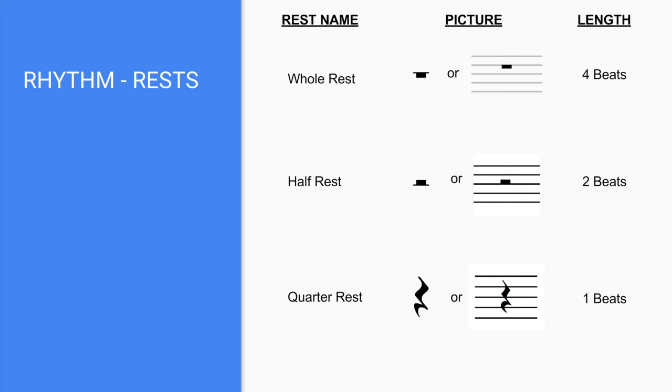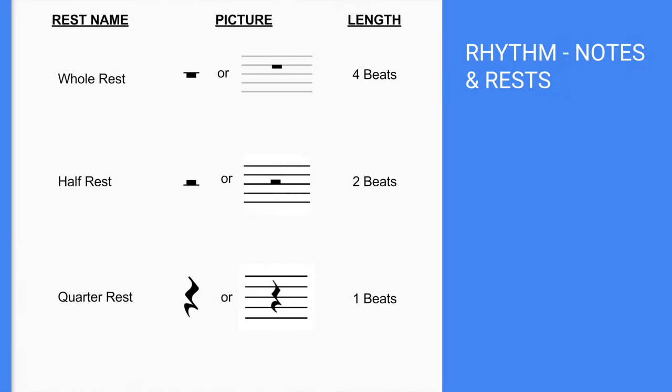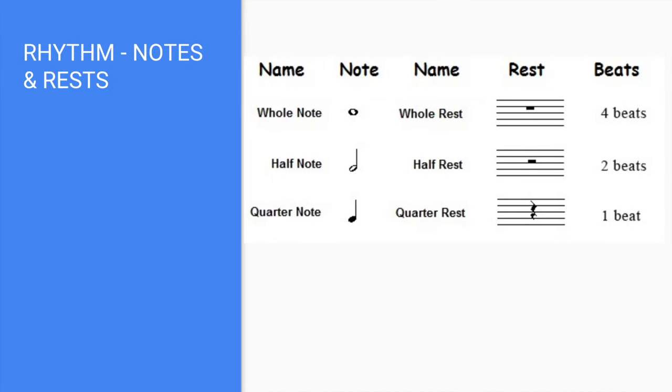I hope you recognize that the names of our notes and rests are the same. We have whole, half, and quarter. And also the beats are the same. So if we have a whole rest, it is the same amount of beats as a whole note. So we have 4 beats for each. Just remember that rests are silence and notes are sound. Here's a diagram showing both our notes and our rests and their beats.